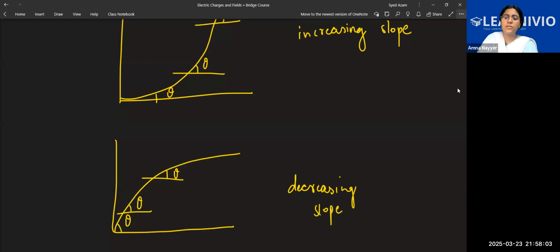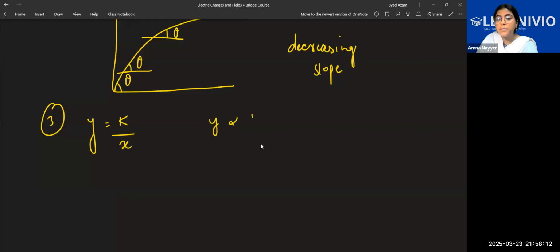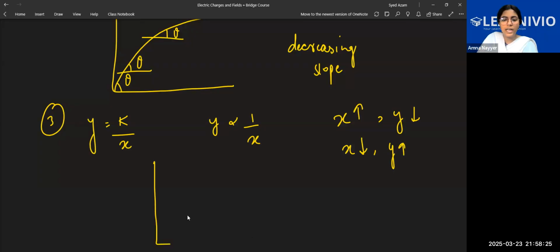And the last part that was there in your test was when y is equal to k by x. When y is inversely proportional to something, this means that if I increase x, y will decrease, and if I decrease x, y will increase. This is inversely proportional. The graph you will get will be like this. This is called a hyperbola.